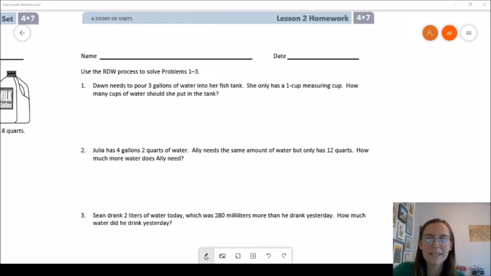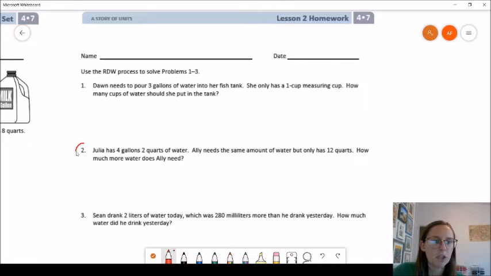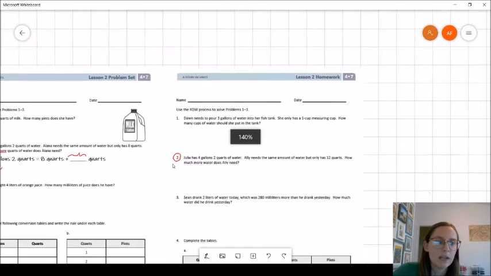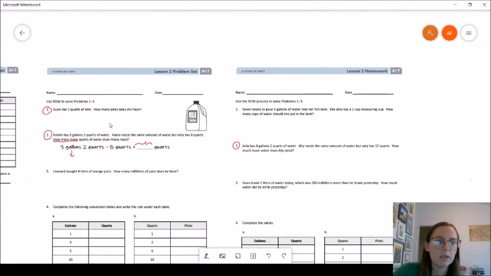I'm going to give you an example of how we might solve one of these types of questions by looking at one of the homework questions. I'm going to look at question 2 here on the homework because that is pretty similar to one of your problems in your problem set. So question 2 says, Julia has 4 gallons, 2 quarts of water. Allie needs the same amount of water but only has 12 quarts. How much more water does Allie need? So that's very similar to how you are going to solve question 2 in your problem set.